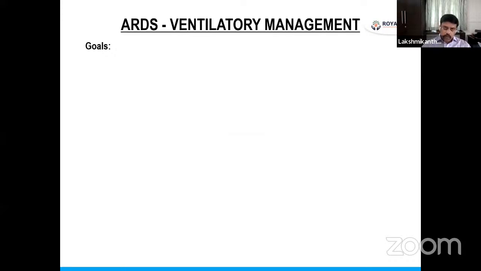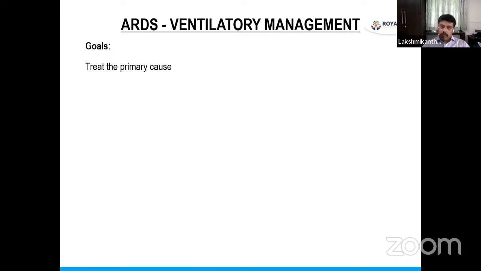So what are the goals of management of ARDS? As I already mentioned, the most important goal for any patient with ARDS is to treat the primary cause. It can be a direct pulmonary cause or an extrapulmonary cause of ARDS, whatever it is. Only when the primary cause is treated does the ARDS improve.